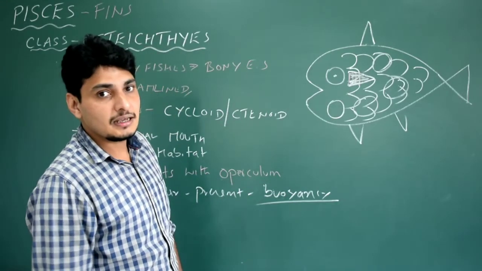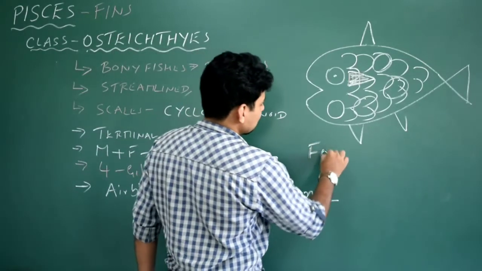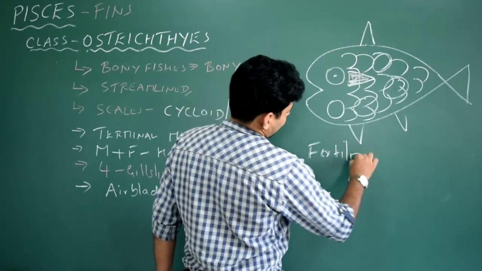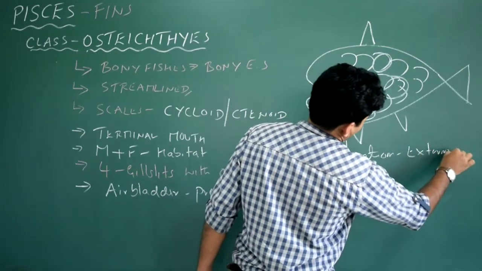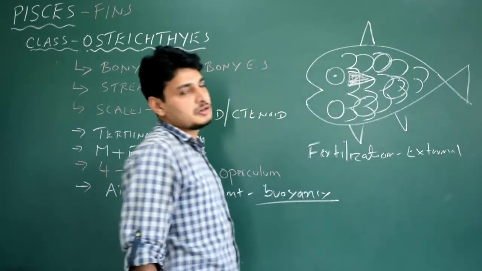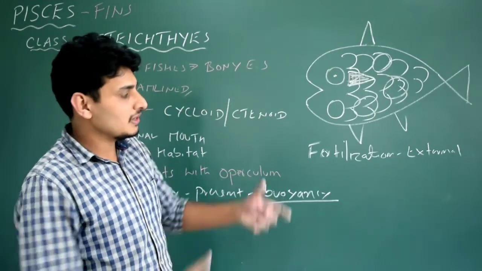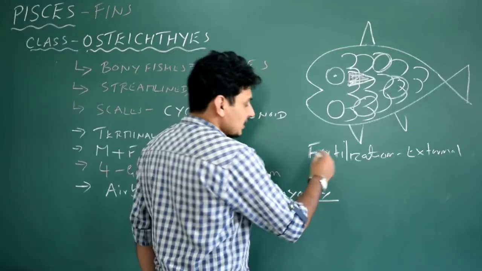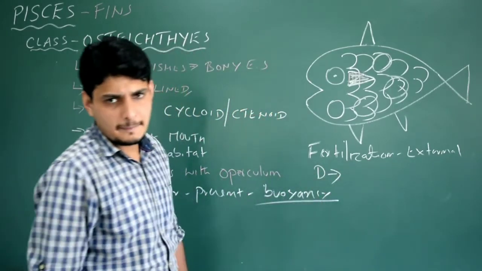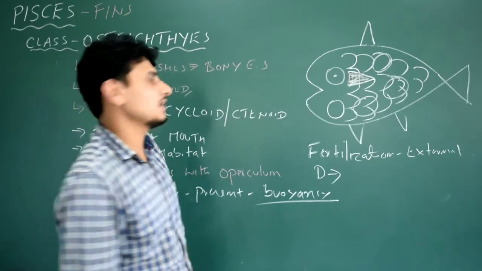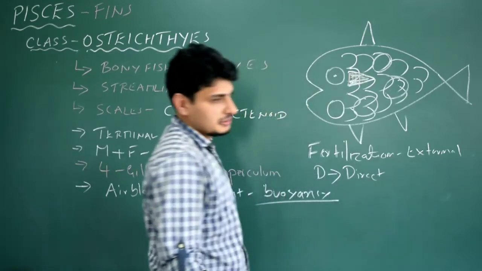Fertilization is external, not internal like Chondrichthyes. So we write here fertilization is external. Got it? External. That means sperms as well as eggs are released into the water where they fertilize. Next, is development direct or indirect? They exhibit direct development, because they are higher organisms, right? Direct development will be there.